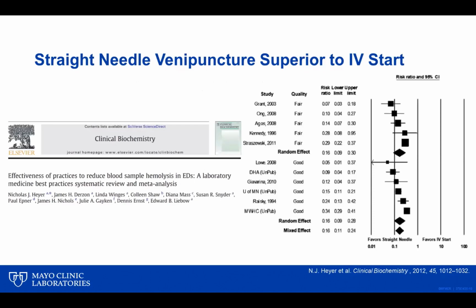So shown here, this is a systematic review of emergency department practices for reducing hemolysis in blood samples that are sent to the clinical laboratory for testing. And this is a meta-analysis. All 11 studies comparing new straight needle venipuncture with IV starts found a reduction in the hemolysis rate. So use of a new straight needle venipuncture instead of IV starts is really effective at reducing hemolysis rates in the EDs, and this is really recommended as the evidence-based best practice.